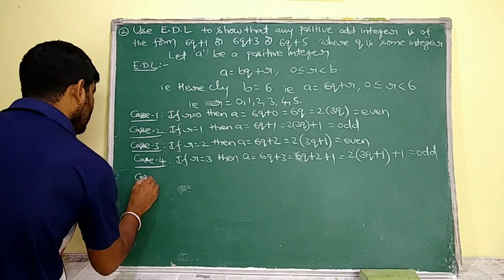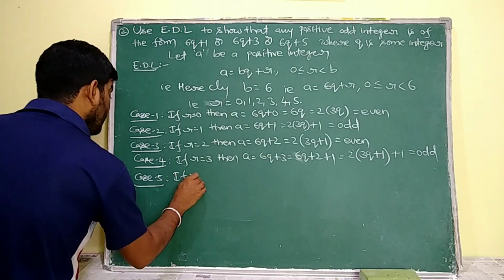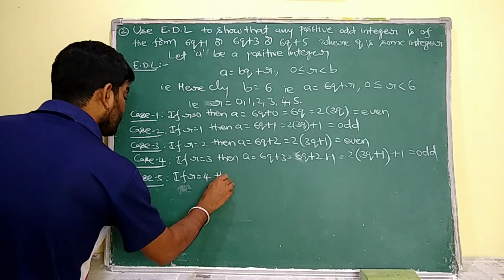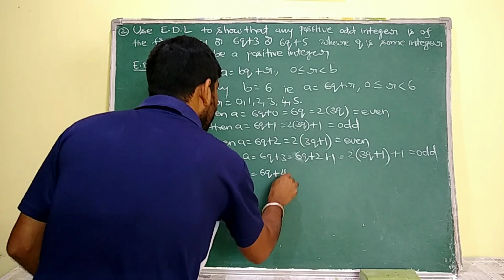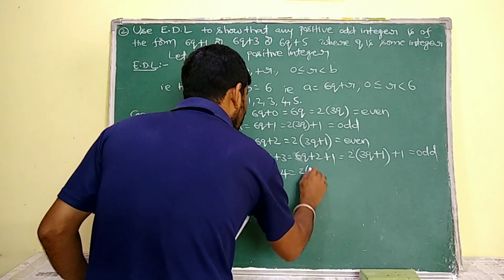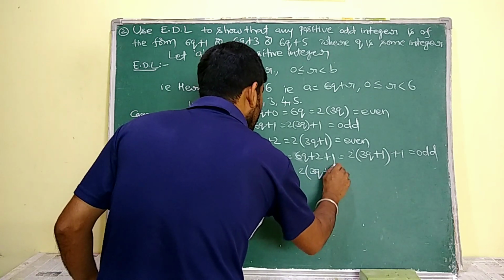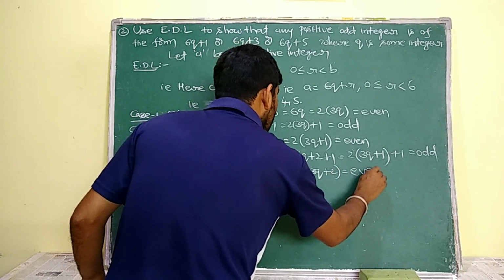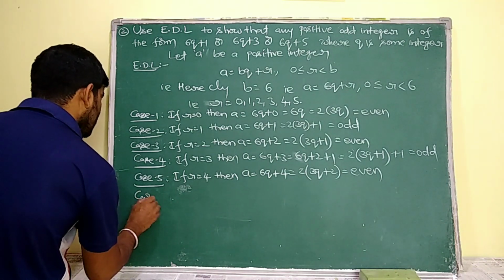Now case 5: if R is equal to 4, then A is equal to 6q plus 4. If I take out 2 common, then it is 2 into 3q plus 2, which is even. Why? Because that is in the form of 2 into some value. Case 6.